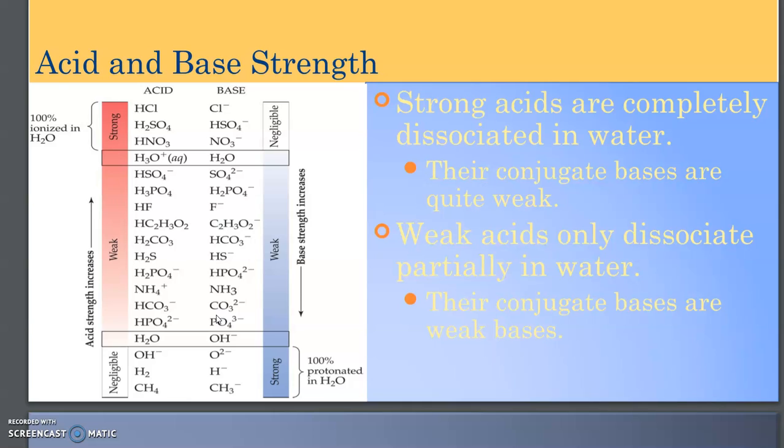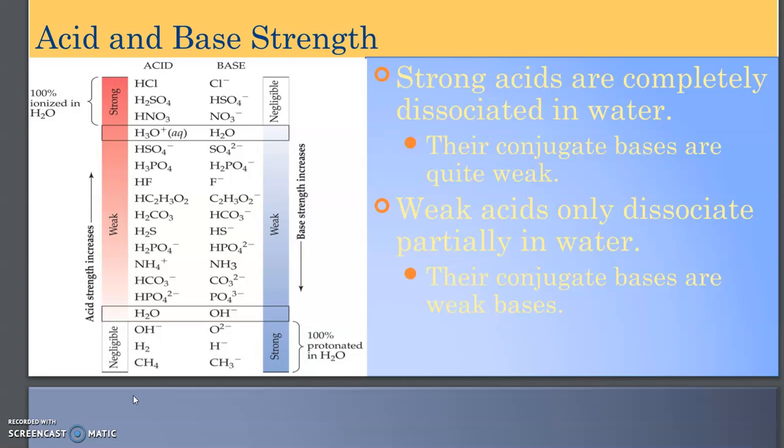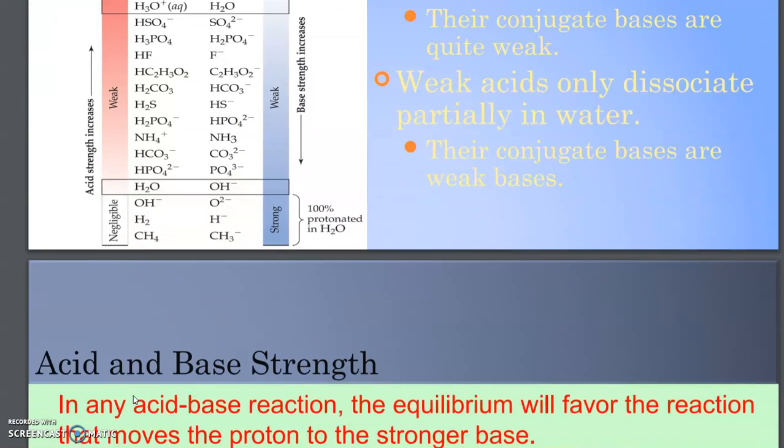Strong acids are completely dissociated in water. For example, HCl, H2SO4, HNO3. If HCl is dissolved in water, it will dissociate into H+ and Cl-. Cl- is the conjugate base. We can neglect this base because it is very weak compared to the acid. So weak acids only dissociate partially in water, and their conjugate bases are weak bases.